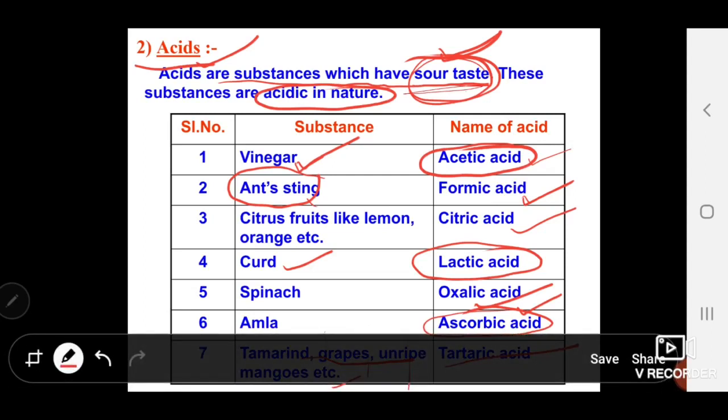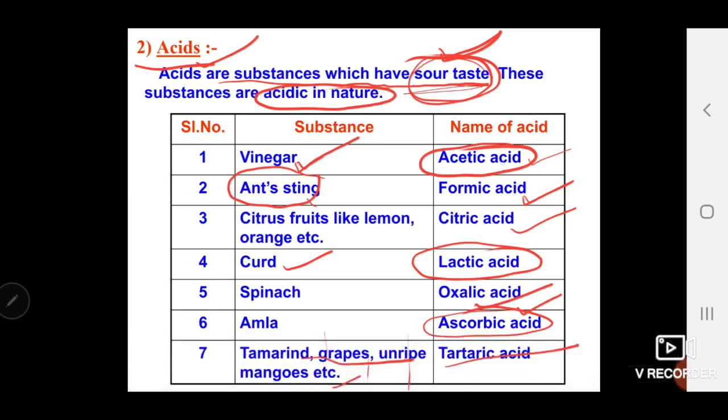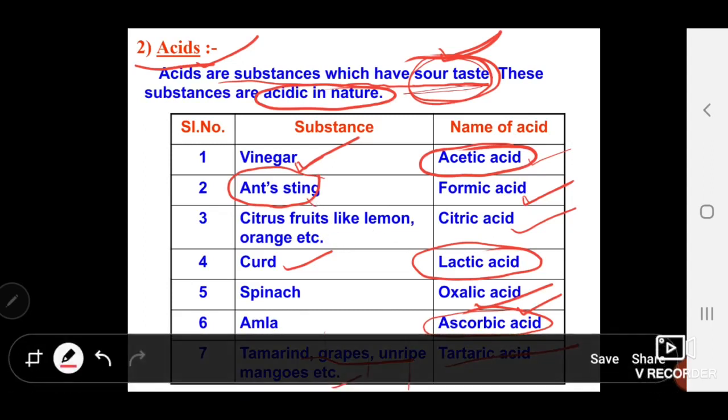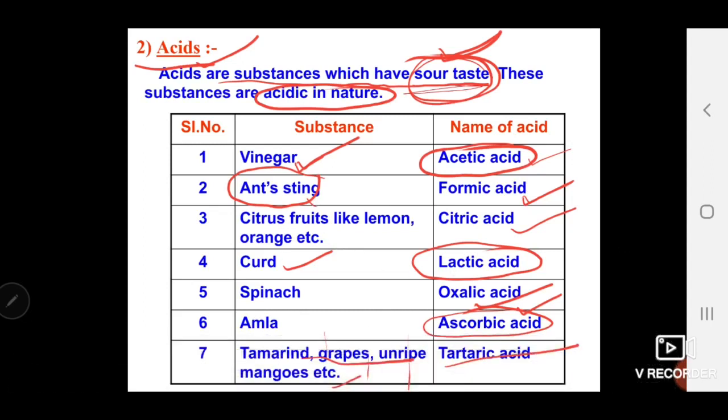This is very, very important, children. Try to keep in mind. Acids are substances which have a sour taste, and these substances are always acidic in nature. In vinegar, the acid present is acetic acid, and formic acid is present in ant sting. Citric acid is present in some citrus fruits like lemon and orange. And curd contains lactic acid.